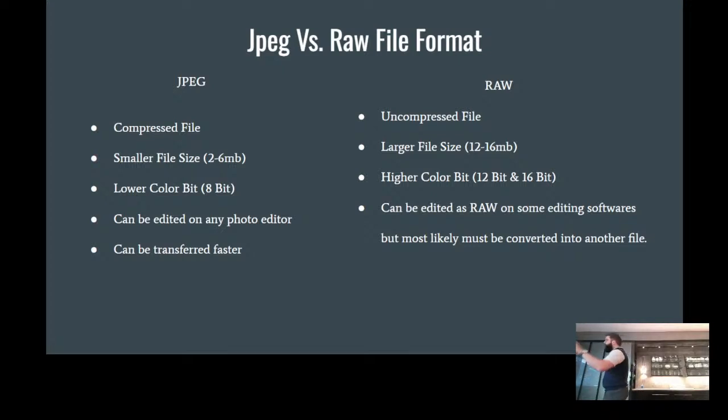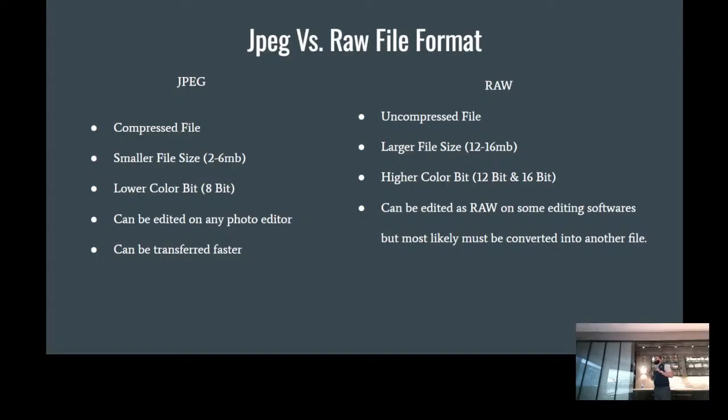So a file that's a JPEG is a compressed file, meaning it's a smaller file size, about 2 to 6 megabytes in size. It's not a lot of information for you to have. Therefore, when you're editing this photo, there's not a lot for your computer to go off of. So that being said, it has a lower color bit.